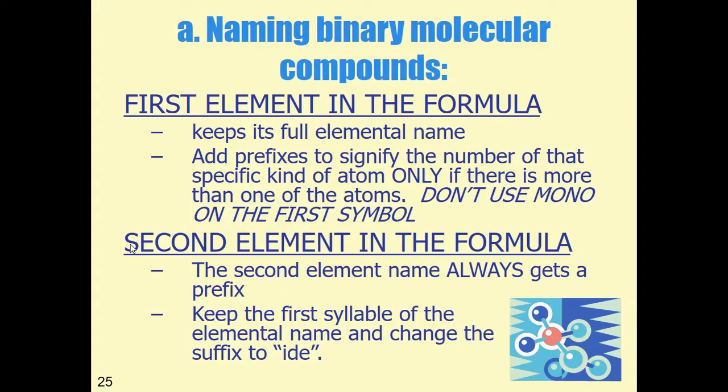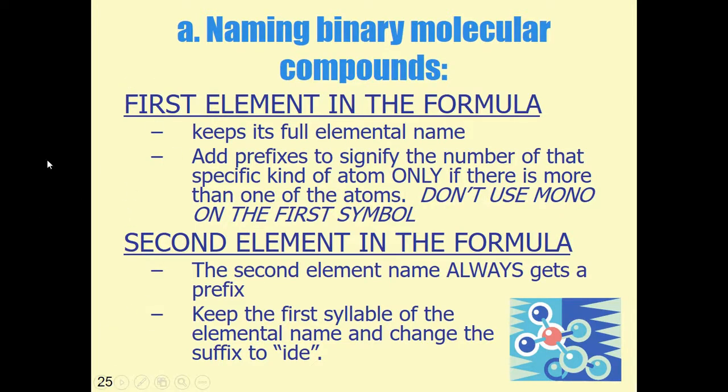Now let's do this for NO2, the one that's the component of smog. NO2, first element is nitrogen. So we write nitrogen. Then we see how many of those nitrogens we have. Oh, we only have 1, NO2. So we don't use a prefix there. Look at the second element. Second element is O2. You have 2 of them, so that's a dioxide, nitrogen dioxide.